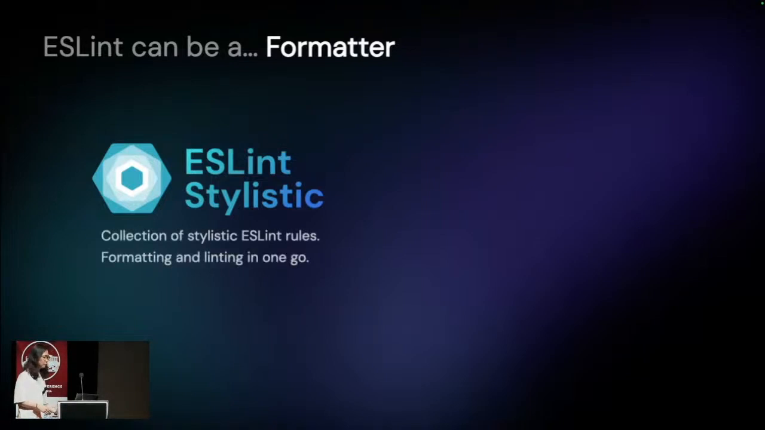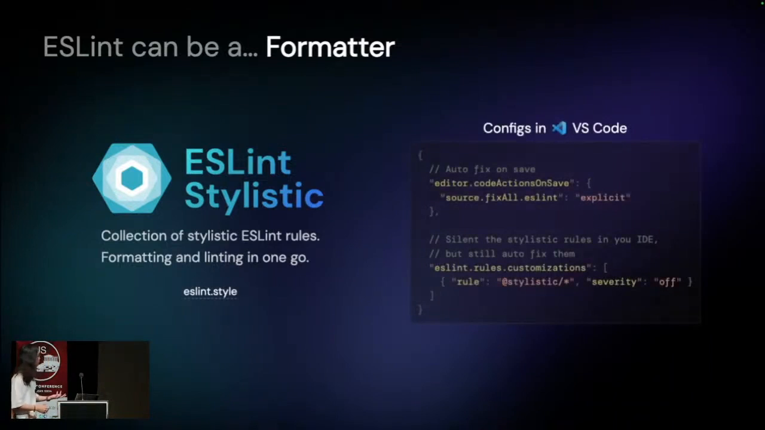So if you are using VS Code, you can set the editor code action on save to auto fix ESLint errors. Or you can also use ESLint rule customization to silence those stylistic rules in your IDE, so you don't see the errors or warnings when you're missing indentation. When you save, it's still automatically fixed for you, so it works more like a formatter. For the other code editors, I believe there is a similar configuration you could do.